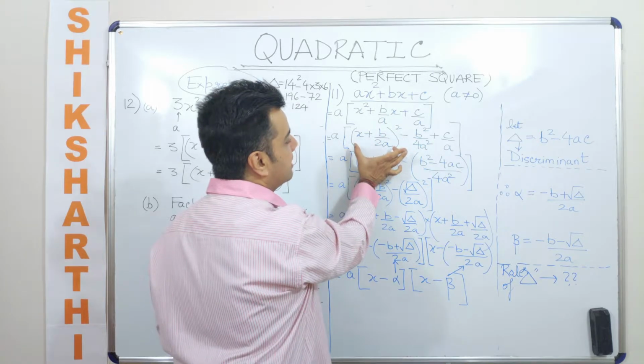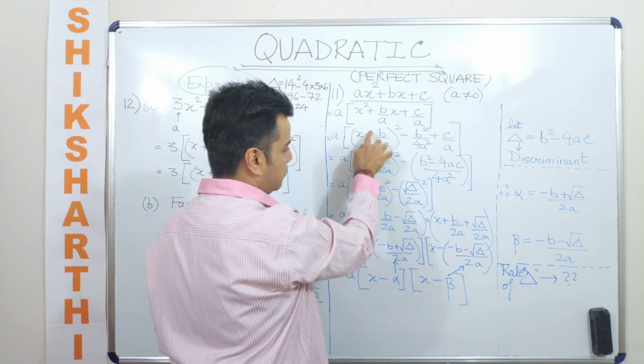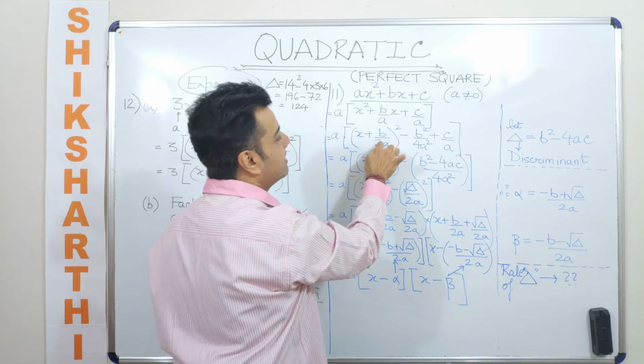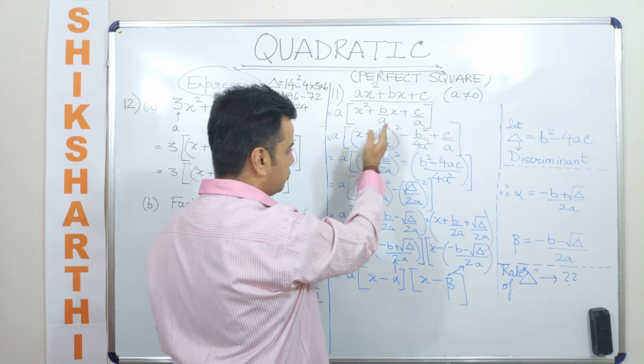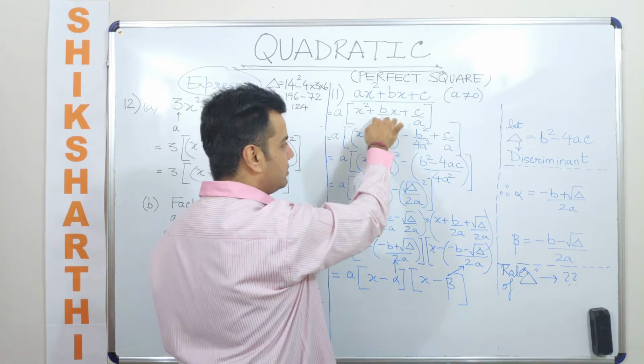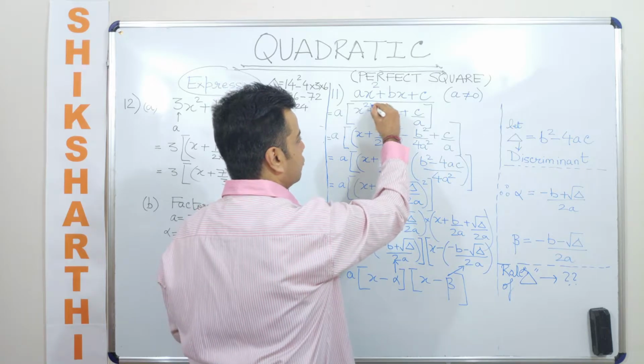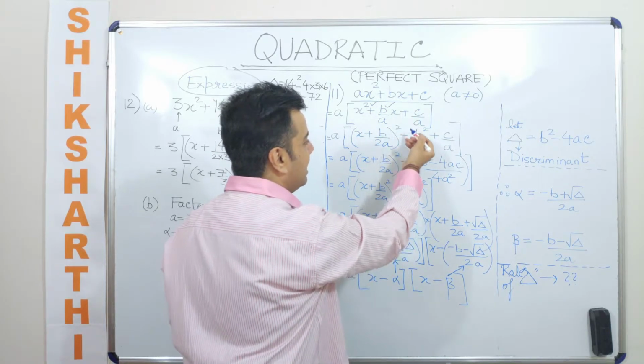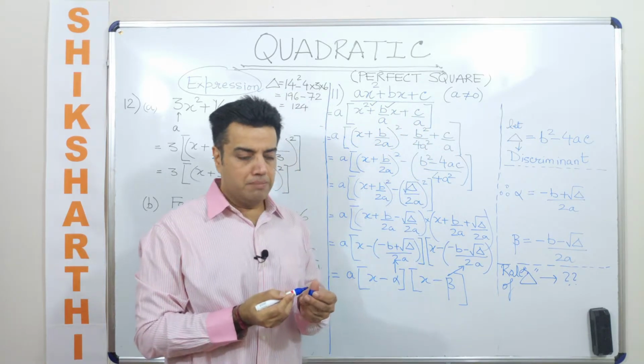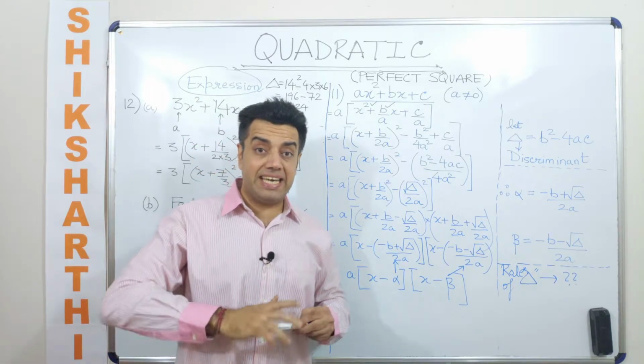So once I do this, I get x square plus twice of x into b by 2a, which gives me this. So in any case, we have got these two terms. And the last term that you're getting from here is b square by 4a square, which is the extra term.